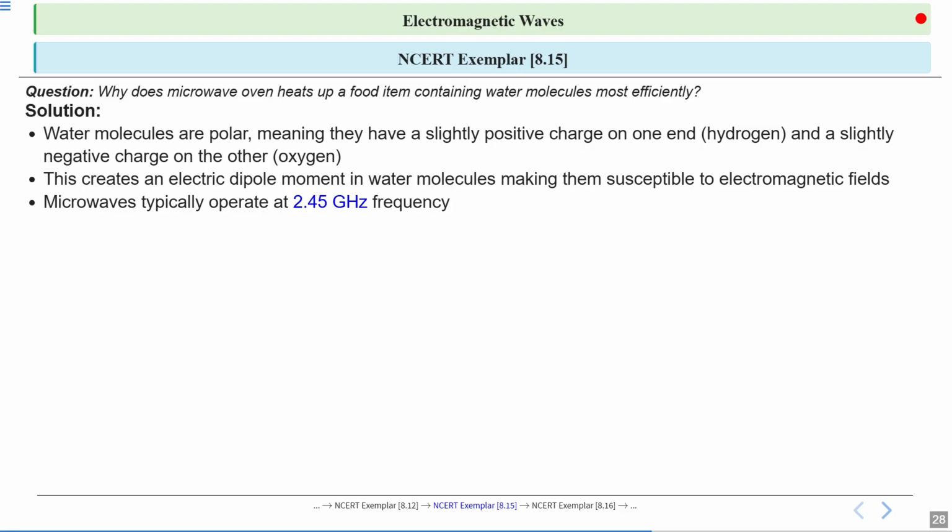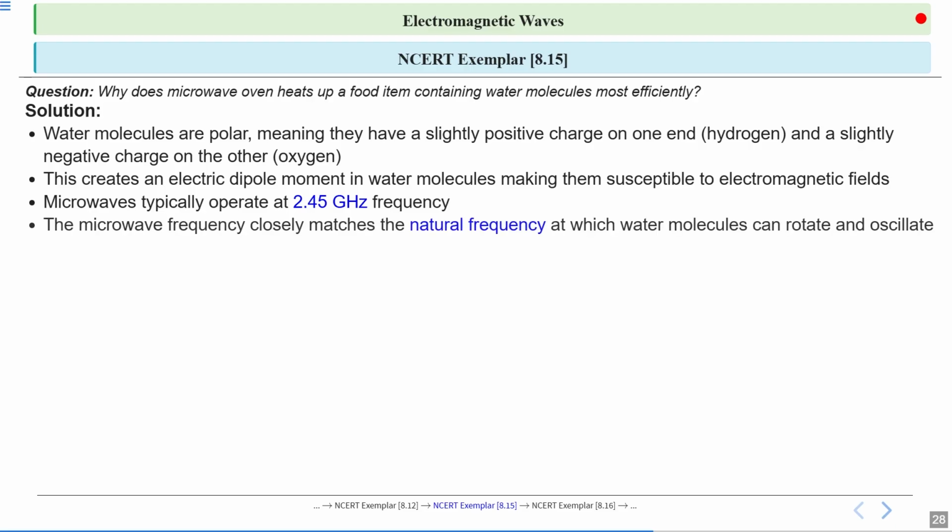microwaves typically operate at a 2.45 gigahertz frequency. All electromagnetic waves can be absorbed by water molecules, but microwaves typically operate at 2.45 gigahertz in the microwave oven, and that is close to the natural frequency of water molecules also. So the microwave frequency closely matches the natural frequency at which water molecules can rotate and oscillate. This creates a resonance condition that efficiently transfers energy.